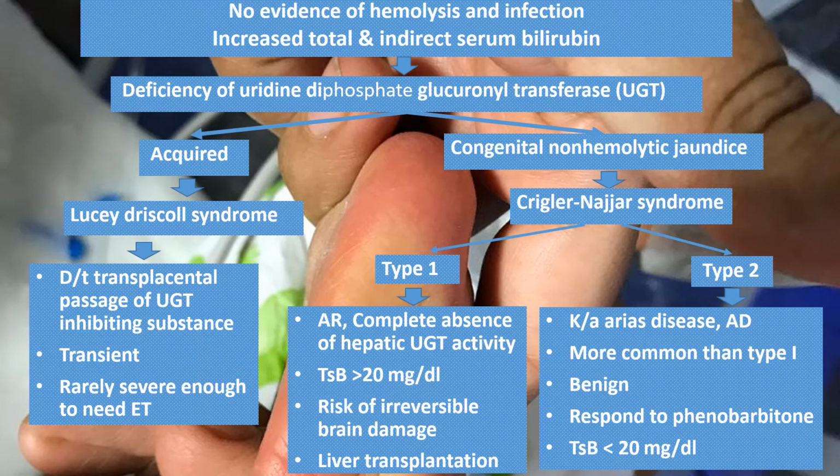While type 2 is also known as Arias disease. It is autosomal dominant mainly, but autosomal recessive can also be. It is more common than type 1. It is benign and it responds to phenobarbital, while type 1 does not respond. So this is very specific. If you are suspecting that the child is having Crigler-Najjar and the total serum bilirubin is less than 20 milligram per dl, then you can start phenobarbital. In type 2, the child generally responds to this, while in type 1, the newborn will not respond.